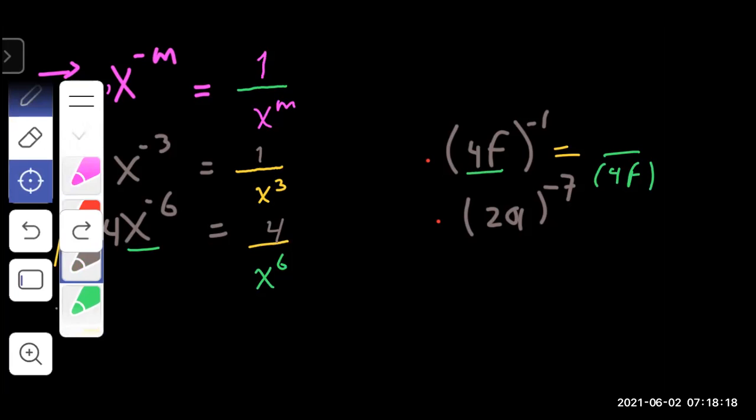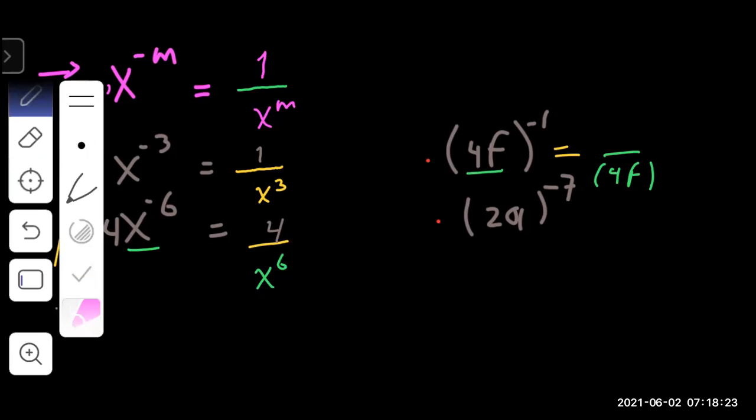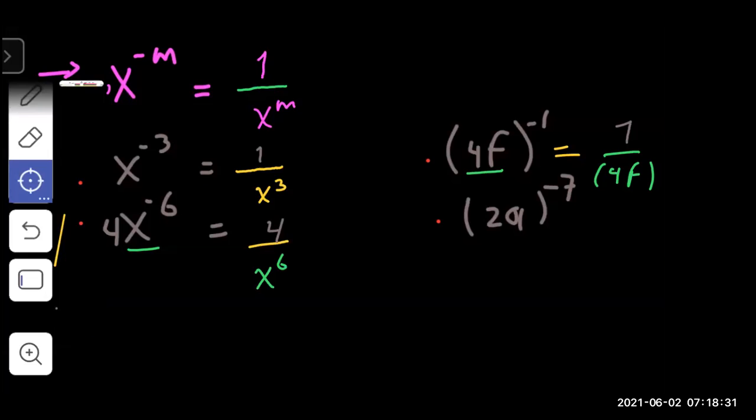And what number should I put in the numerator, guys? Because I need something here. In this case, I'm going to put the 1, again because I don't have any other number outside. 1 over 4f. If you don't have a number outside of the -1, you put 1.